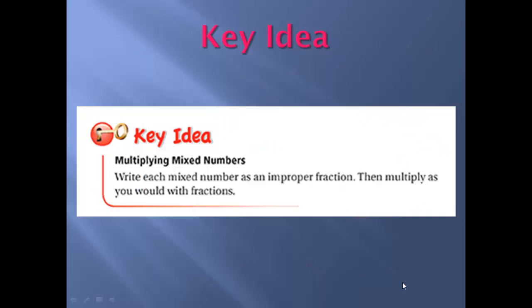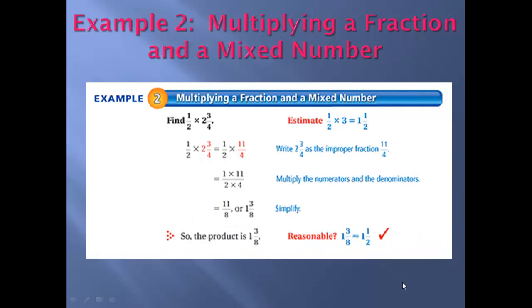Now we're going to look at our key idea for multiplying mixed numbers. Write each mixed number as an improper fraction, then multiply as you would with fractions. For our second example, we're multiplying a fraction and a mixed number. We want to find 1/2 times 2 3/4. If we estimate, we could say this is 1/2 times 3, which would be 3/2 or 1 1/2. So our answer will be close to 1 1/2.